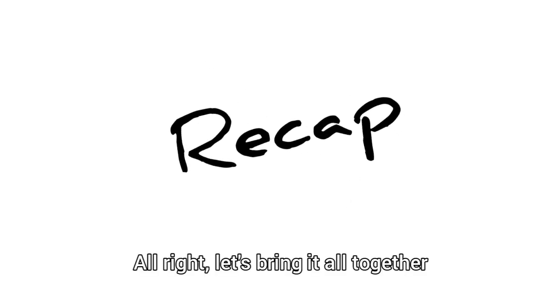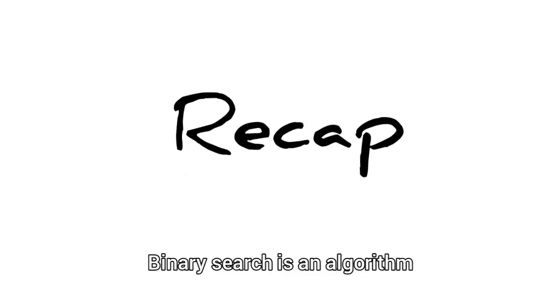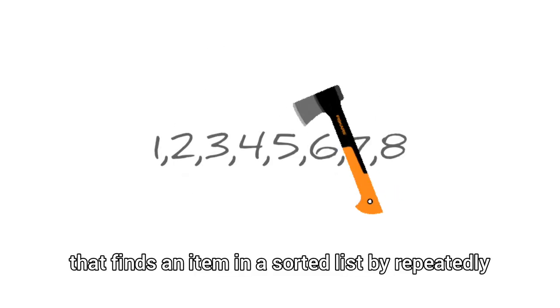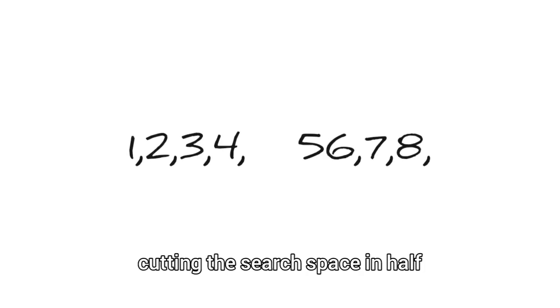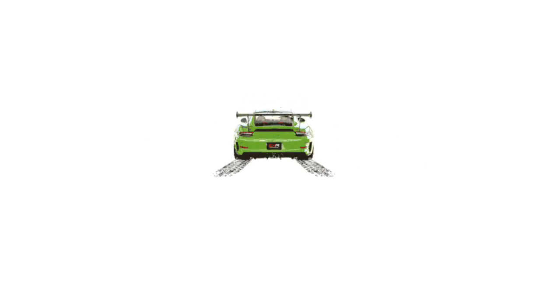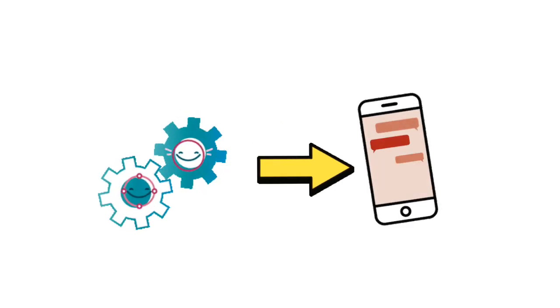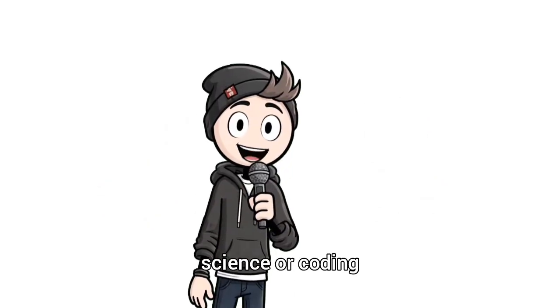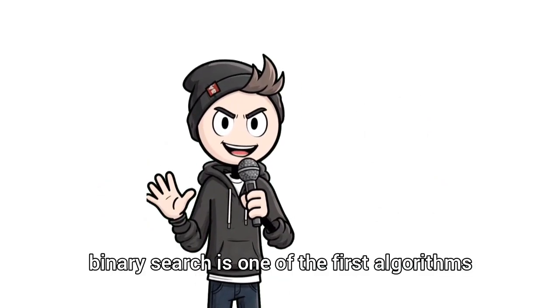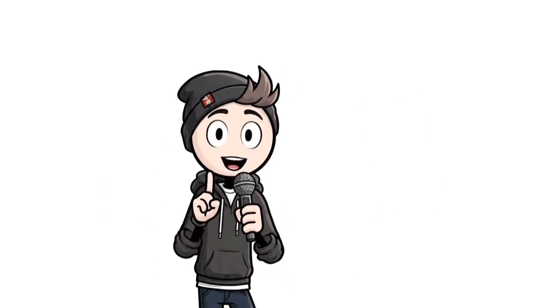Recap. Alright, let's bring it all together. Binary search is an algorithm that finds an item in a sorted list by repeatedly cutting the search space in half. It's incredibly fast. 1,000,000 items in just 20 steps. It only works on sorted data, and it's used everywhere, from databases to your phone contacts to software debugging. If you're just getting started with computer science or coding, binary search is one of the first algorithms you should truly understand. And now you do.